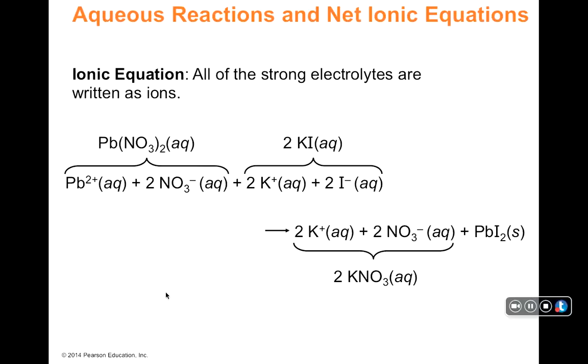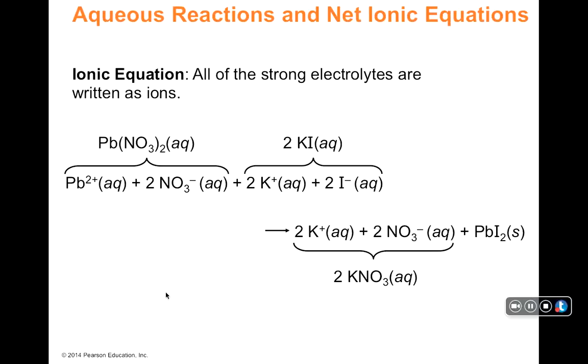The second type of equation to be able to write is an ionic equation, and this is one where you show all the strong electrolytes written as ions. So again, that goes back to looking at the table of what is a strong electrolyte and what is a weak electrolyte. You'll need to know that in order to be able to write these ionic equations. So your strong electrolytes are written as ions. Again, they're separated out. So if we look at that lead nitrate, for example, to start, we know nitrate is a polyatomic ion. It has a charge of -1.